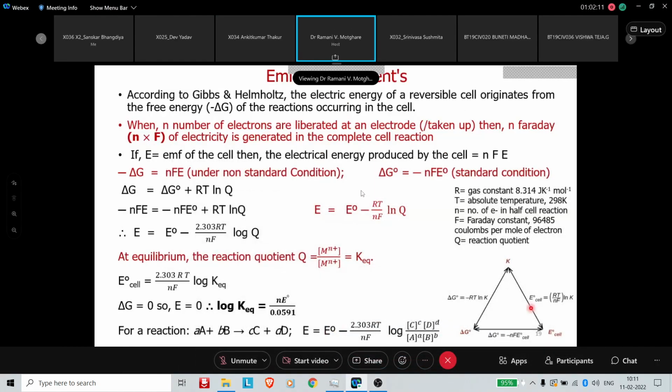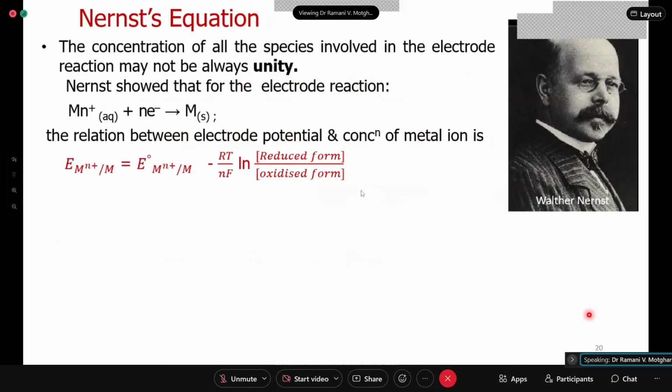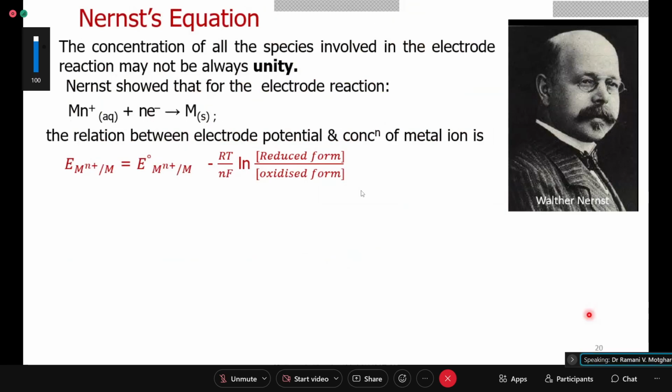Series. Then what all things you can measure? You can measure concentration, you can measure the equilibrium constant, and so on and so forth. You can perform some titrations of redox species.